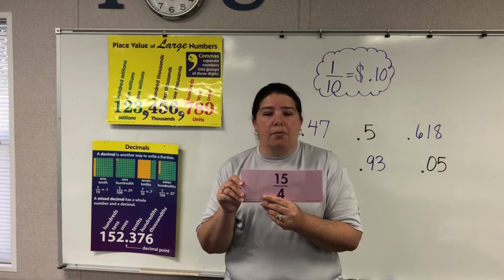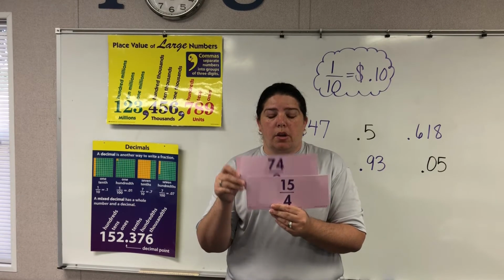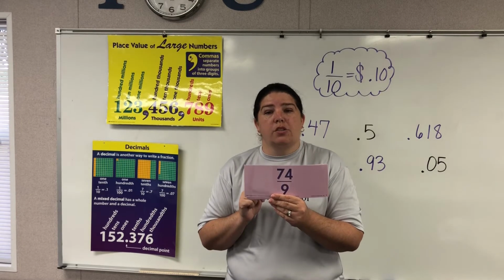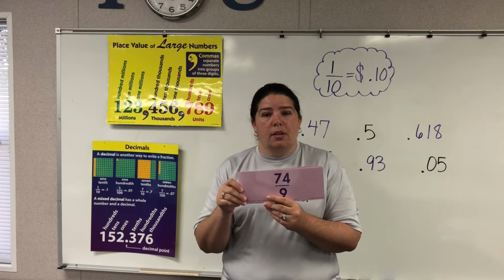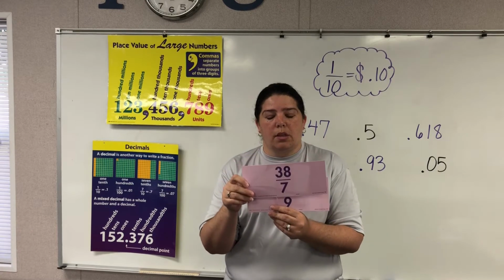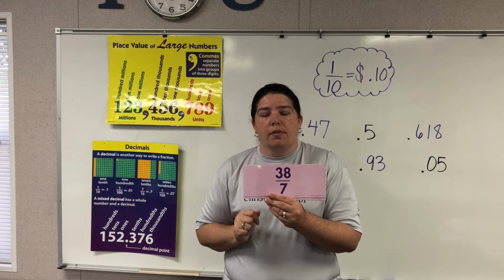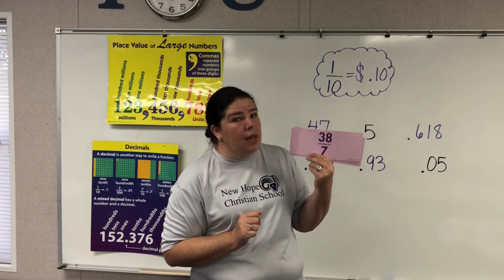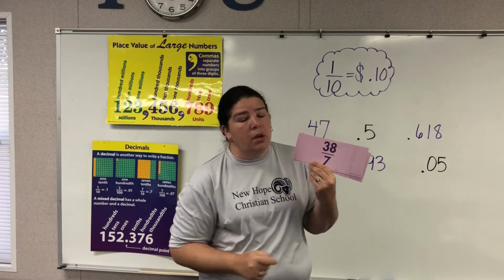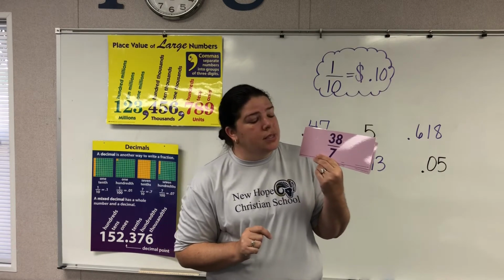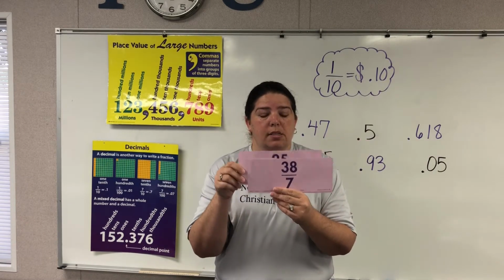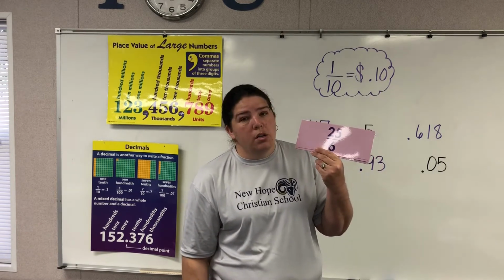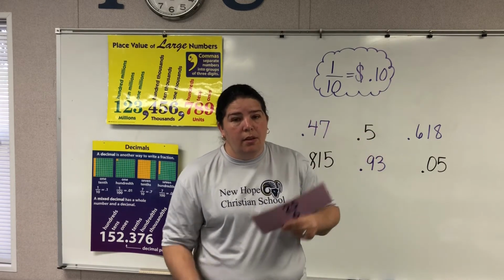3 and 3/4. Very good. Are you fast? 8 and 2/9. Okay, let's see. One more. 5 and 3/7. Remember that bottom number stays the same. The denominator stays the same. And your last one, 4 and 1/6. Very good.